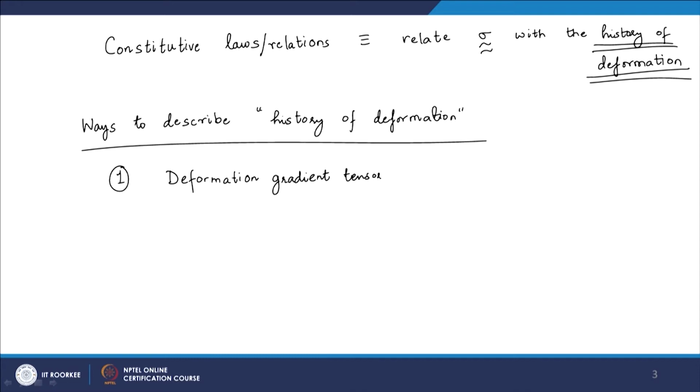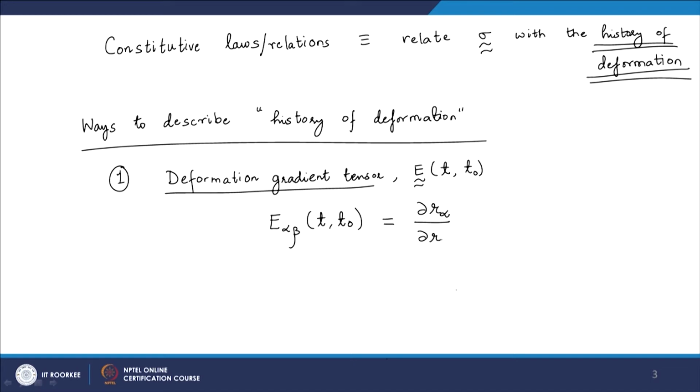And you may have used this kind of a tensor in a solid mechanics course if you have done that. This tensor E is a function of the current time t and a previous time t naught, and is given by E alpha beta, a function of t and t naught, as the derivative of r alpha with the initial position r naught beta.